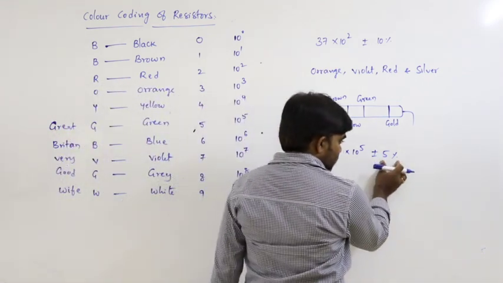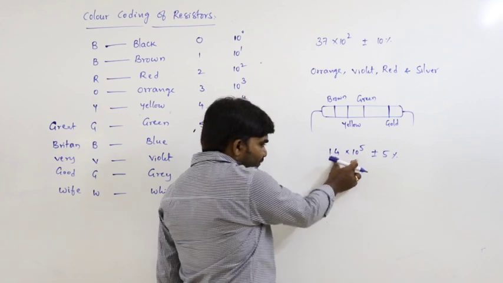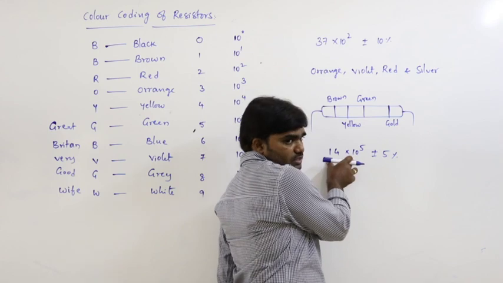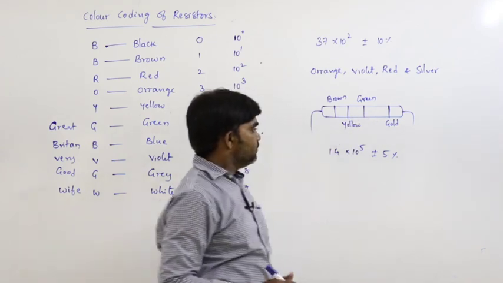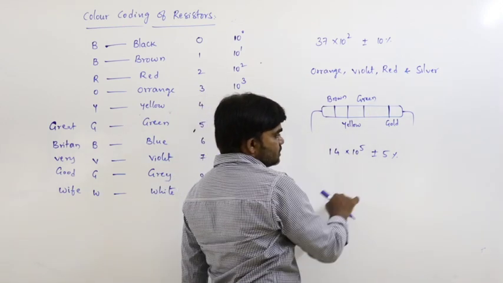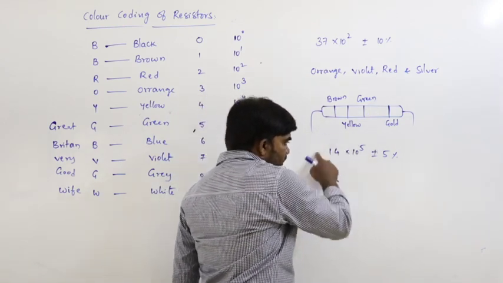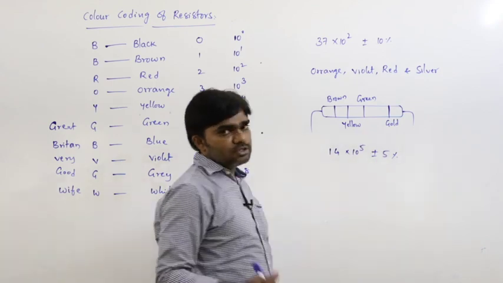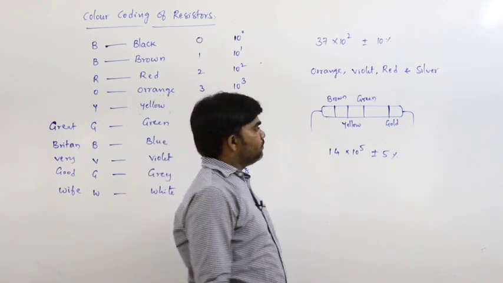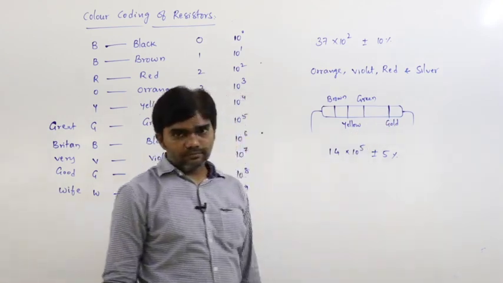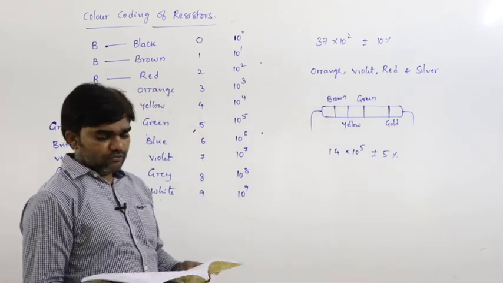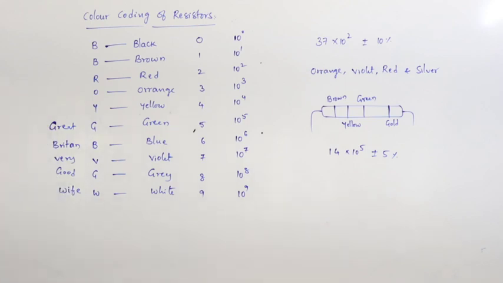So this plus or minus 5% is the tolerance in the given value. What is the value we obtained? 14 into 10 to the power of 5 is the value obtained based on the given colors, and plus or minus 5% is in this value. Maybe plus 5% more or 5% less. That is the tolerance because it is given as gold. So this is the way to calculate color coding of resistances. Next.